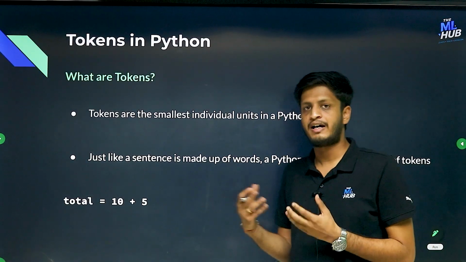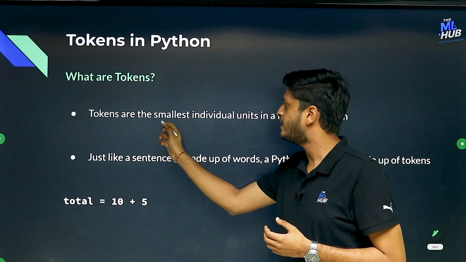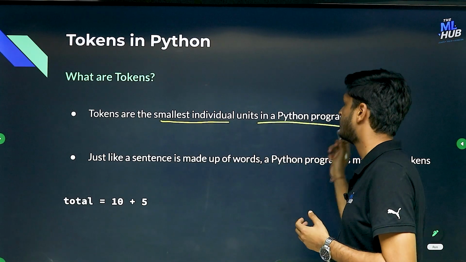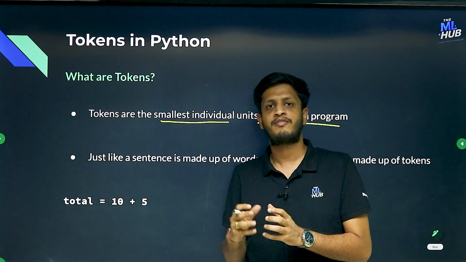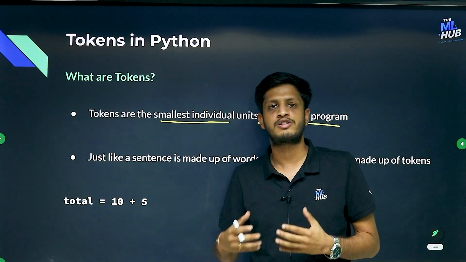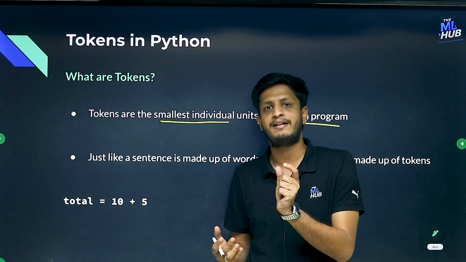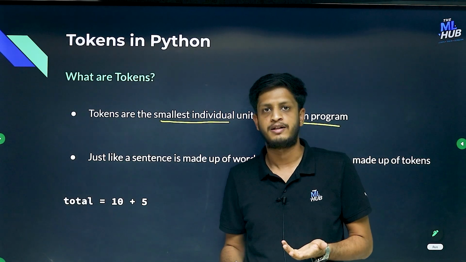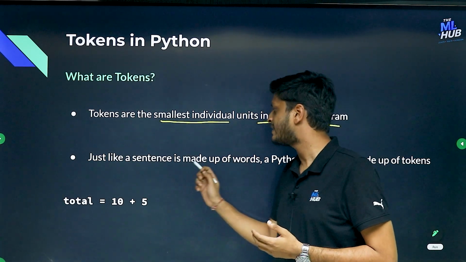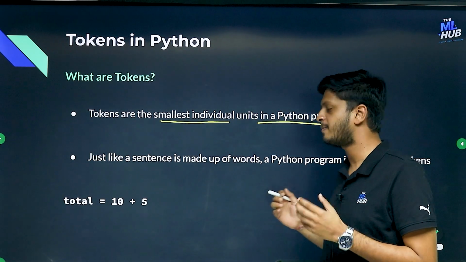So firstly, what are tokens? Tokens are the smallest individual units in any Python program. They are the smallest unit. See, one Python program will have lots and lots of sentences, lots of words. So the smallest unit I can break any Python program into is a token. So just like a sentence is made up of words, a Python program is made up of tokens.